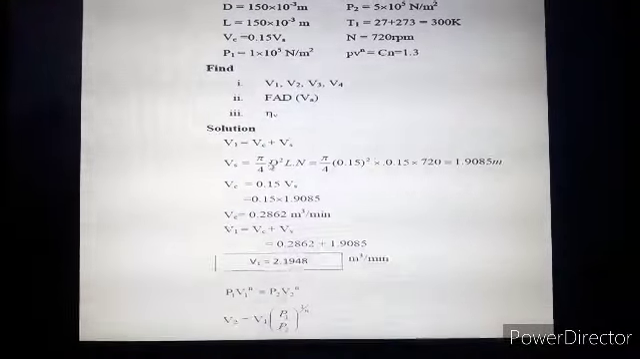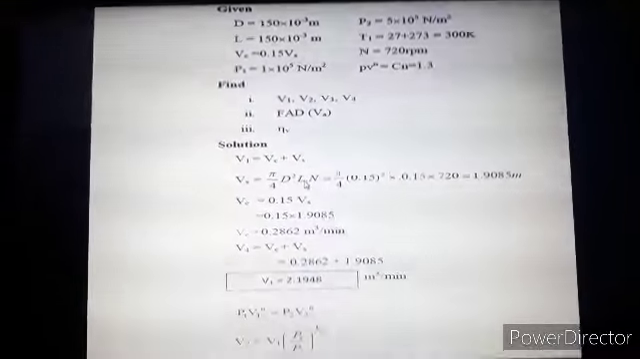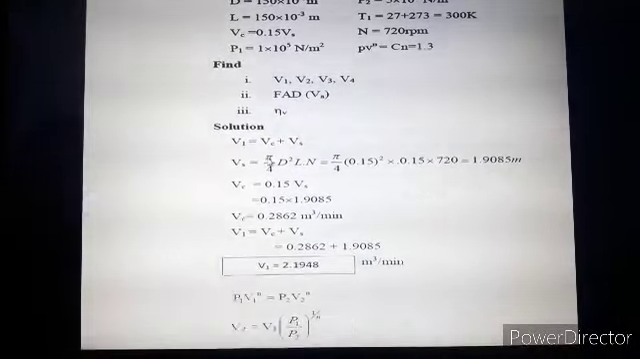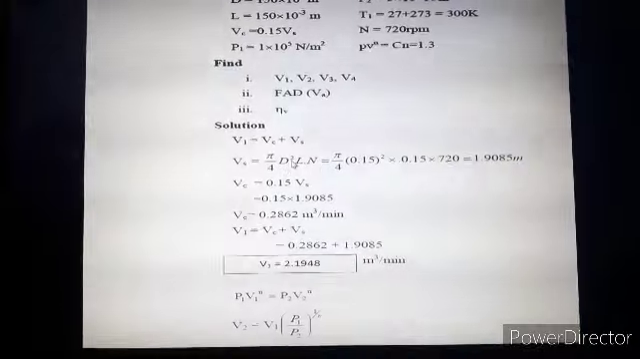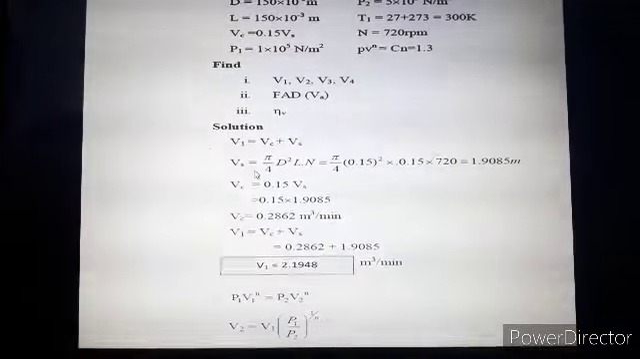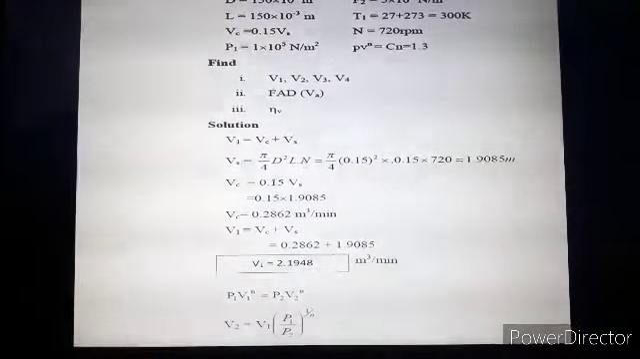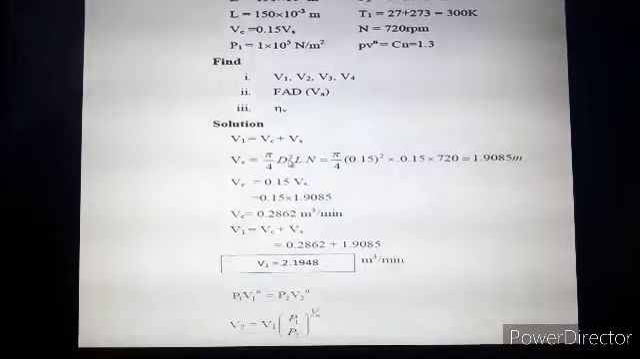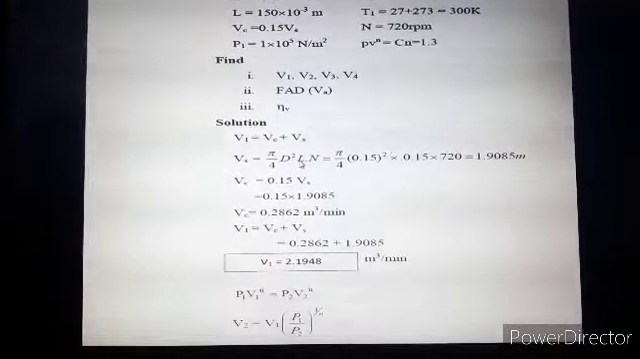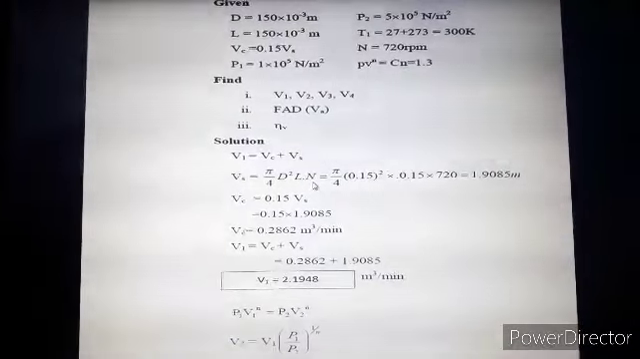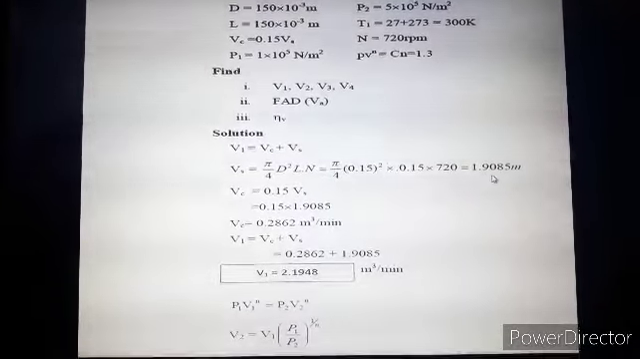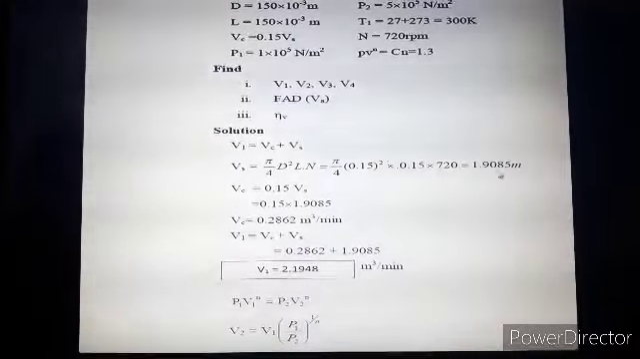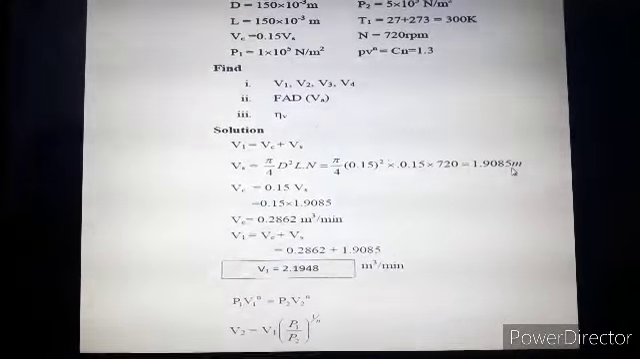Now first, since we know the diameter, the stroke and speed, from that we can write the swept volume as pi by 4 D square L into N. This Vs is equal to pi by 4 D square L into N. This is the swept volume. So substitute the value of D, it is 0.15 meter. Substitute the value of capital L, it is 0.15 meter. Again the speed is 720 rpm. So when you substitute and calculate, the swept volume Vs is 1.908 meter cube.